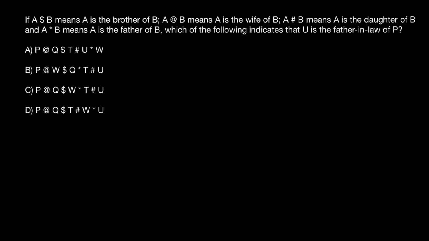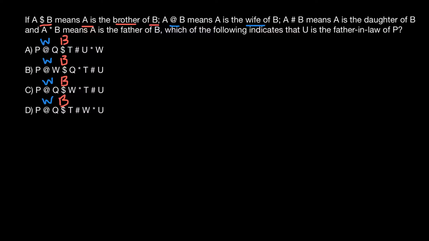So how are we going to approach this problem? Take a look. If A $ B means A is a brother of B, let's put B on top of every $ sign, which indicates brother. So we put B here, here, and here. Next, if the @ sign means A is a wife of B, let's put W here, here, here, and here.